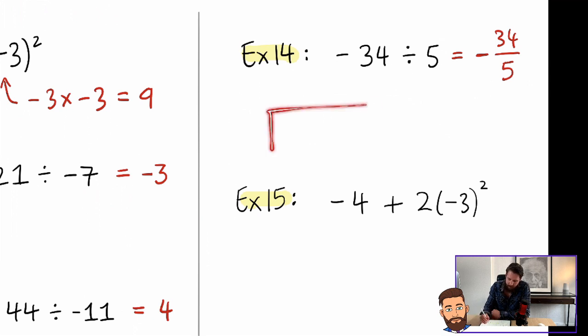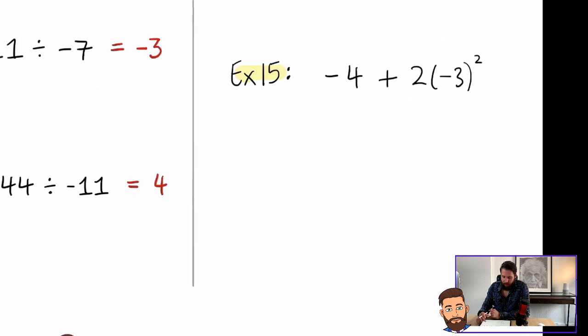If you really wanted to and you would like a decimal, you could put 5 into 34 and do it that way, and you'd end up with a minus decimal answer. But be confident that fractions are not scary, they are your friend. They make things a lot more straightforward and less work, so be confident in leaving answers as fractions if they are going to be a fraction.